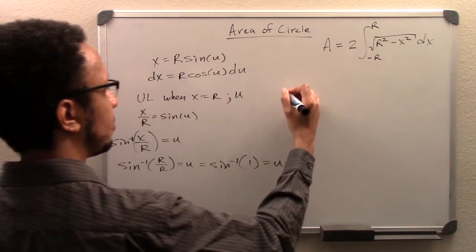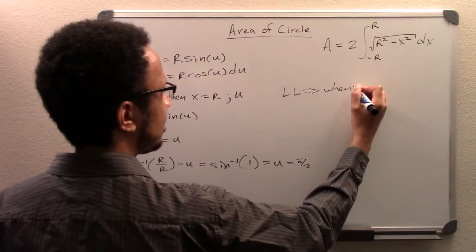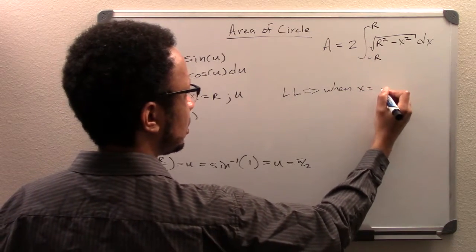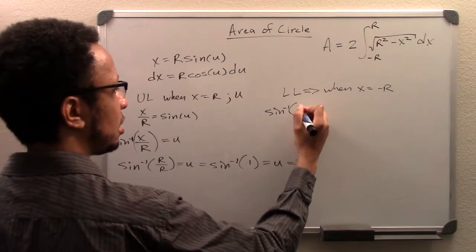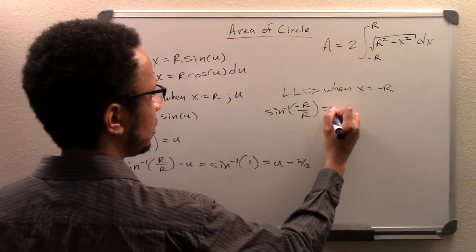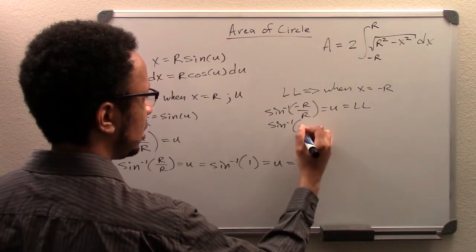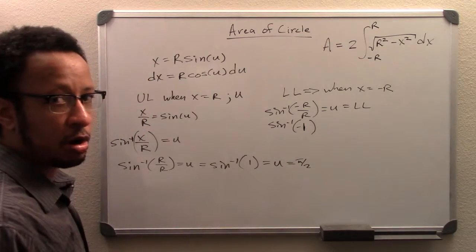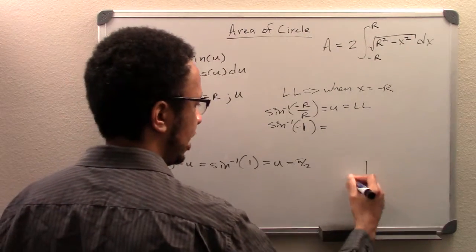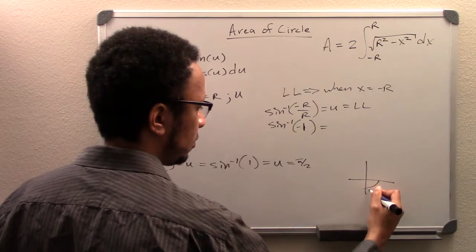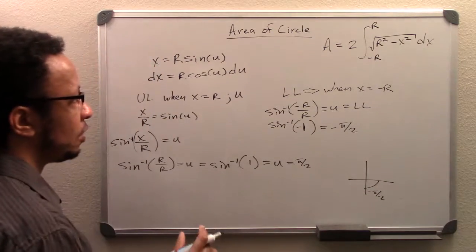What about the lower limit? We're going to evaluate when x equals negative r. So the arcsine of negative r over r is going to equal u, which equals our lower limit. And that's going to be the arcsine of negative 1. So negative r over r is negative 1. And for negative 1, let's look at a graph here again. If we're at negative 1, what's the measurement? Negative pi over 2. So we're going to have negative pi over 2 here for the lower limit.